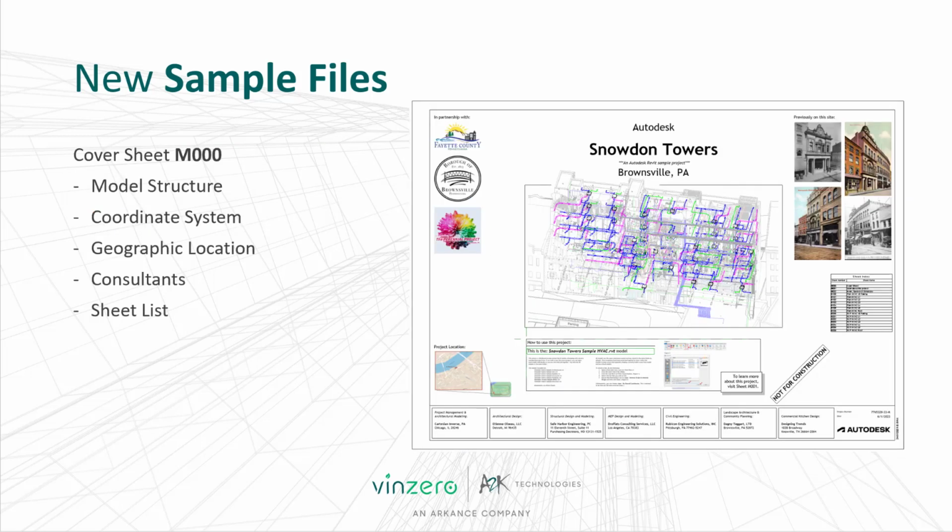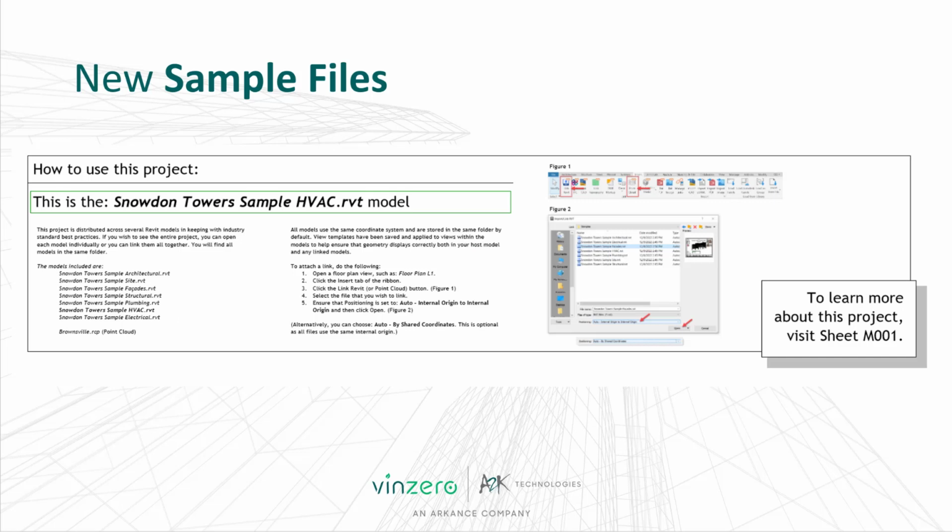If you were to open up the HVAC sample file, the cover sheet M000 contains information on model structure, coordinate system, geographic location, consultants list, and sheet list, similar to a typical project, and much more advanced than the previous samples. The other services have the same features. There are instructions on how to use the project and how to link these files together.